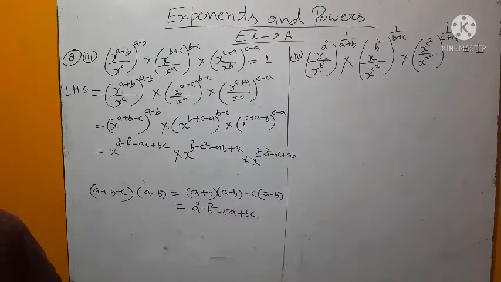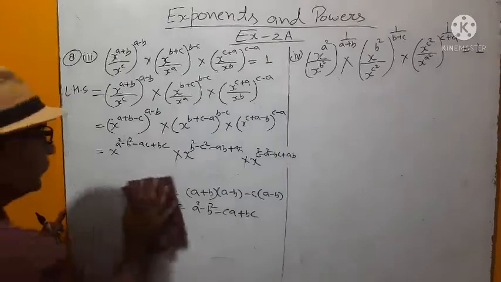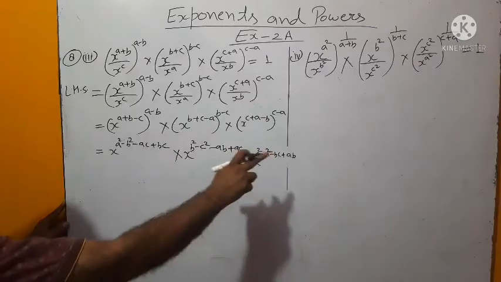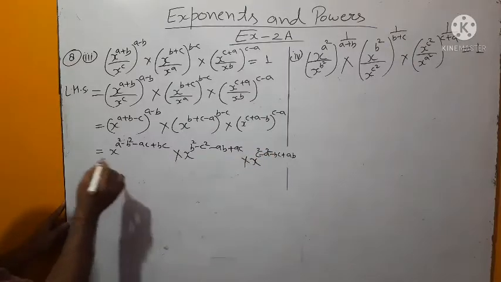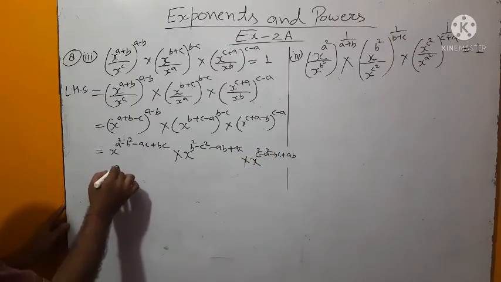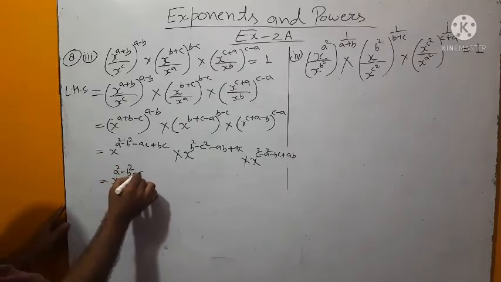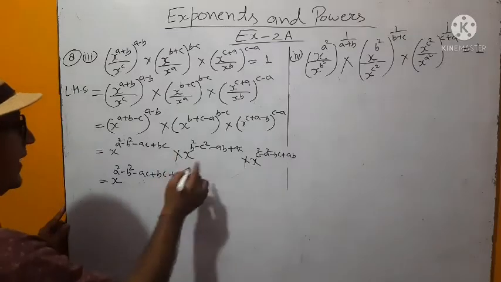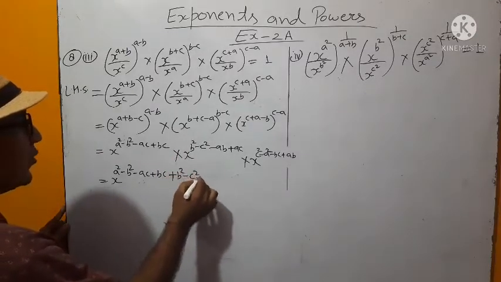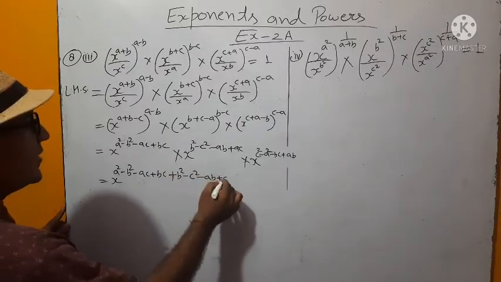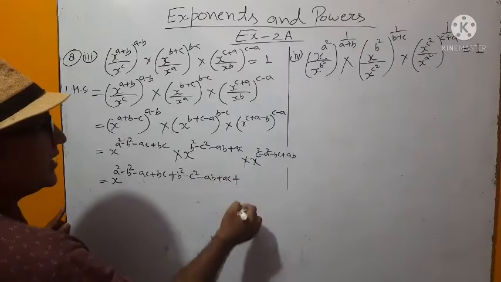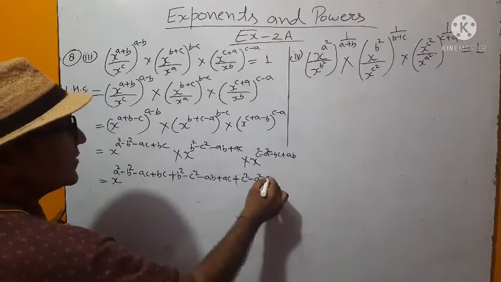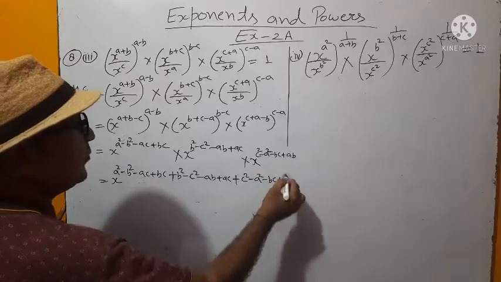Okay. Now bases are same, so exponents will be added. Add and see what you are getting. a square minus b square minus ac plus bc, plus here b square minus c square minus ab plus ac, plus this one c square minus a square minus bc plus ab.